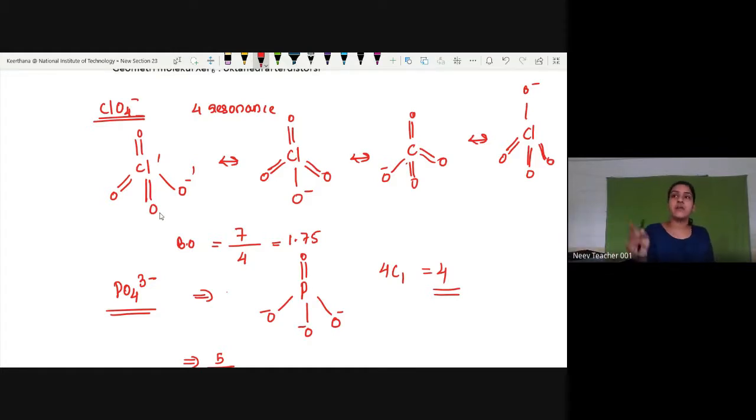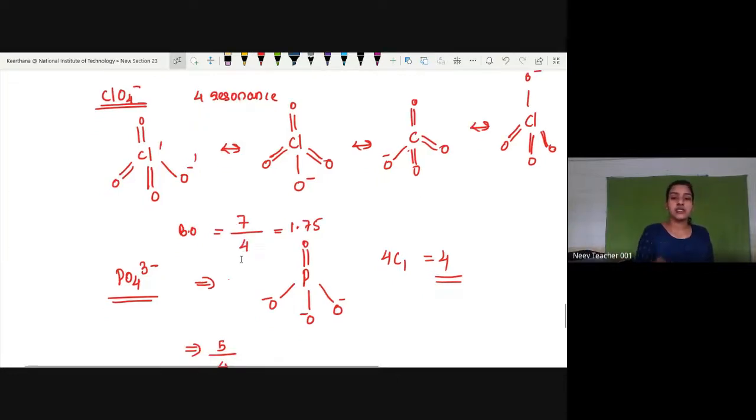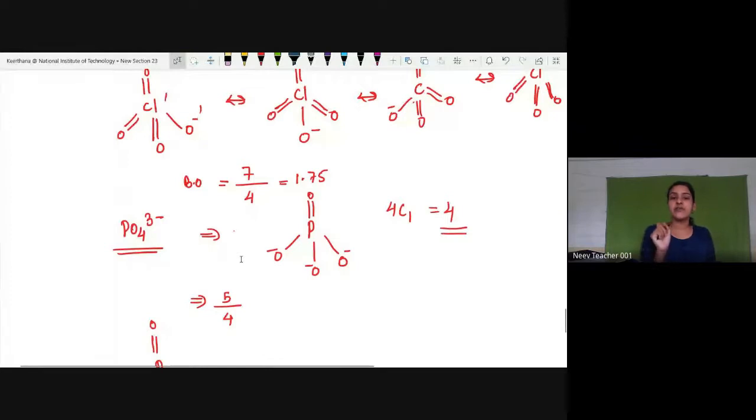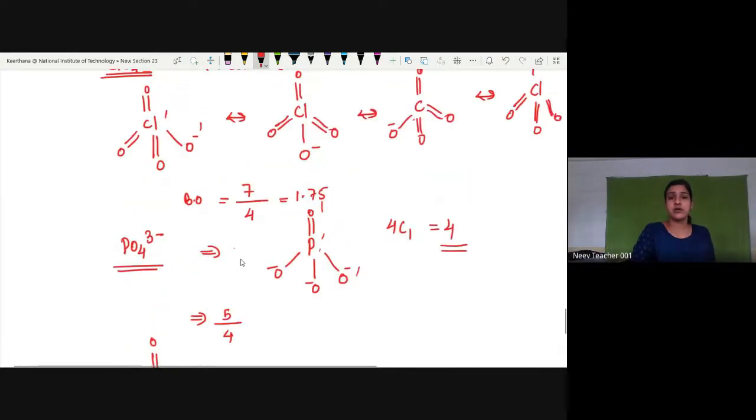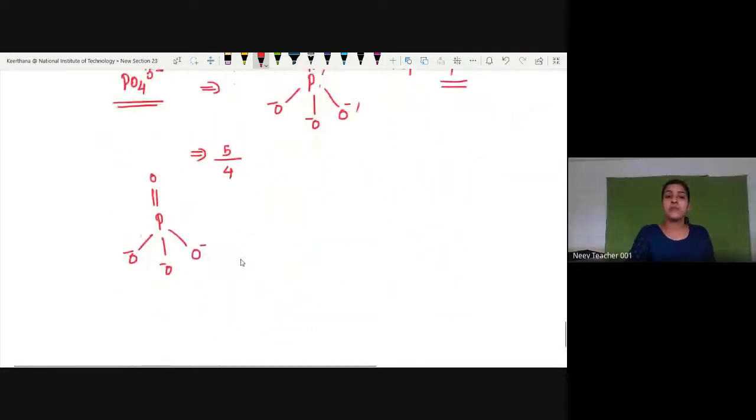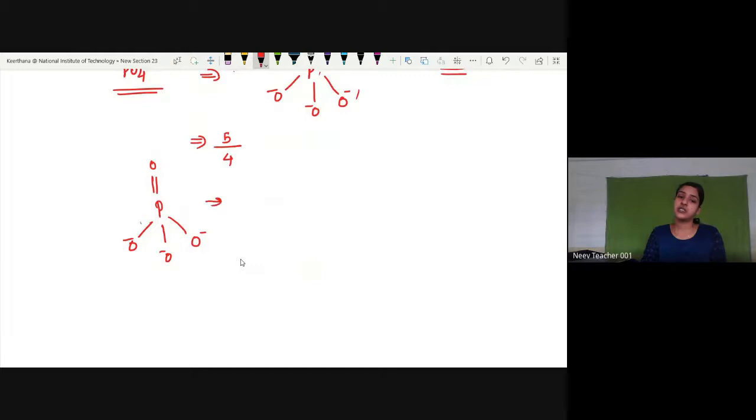So the total will be 2, 2, 2 plus 1. Here, in only one structure I will get a double bond between phosphorus and oxygen, and in all other structures there will be a sigma bond, if I'm considering these 2 atoms. So these will be the resonance structures. Is it clear what I'm trying to say? Is it clear for you? Yes, ma'am.